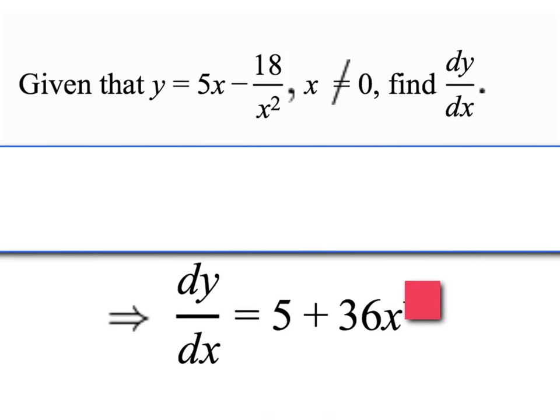Okay, so here's a little question I'd like you to do. So here's y, find dy over dx, and well, it's already given to you. What I'd like you to do is work out what this power is and enter it on the form attached to this video clip.